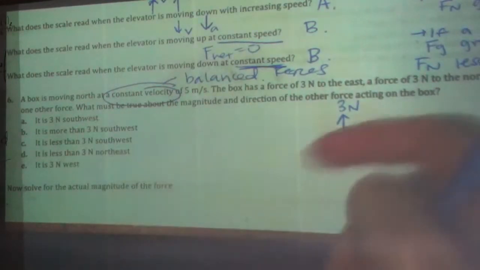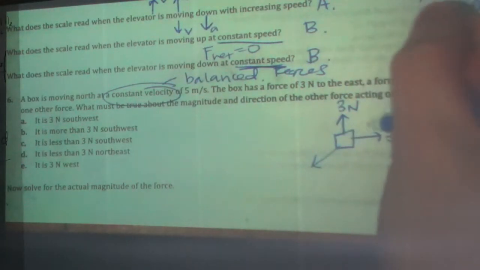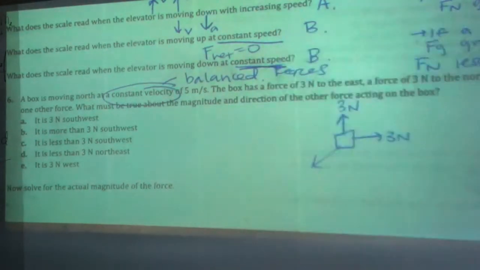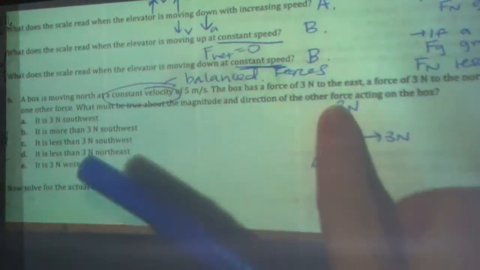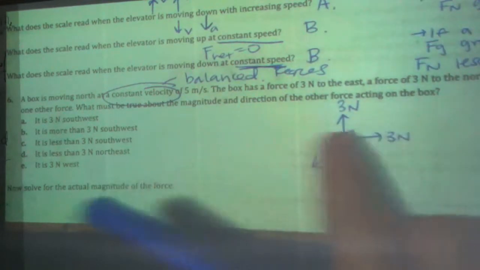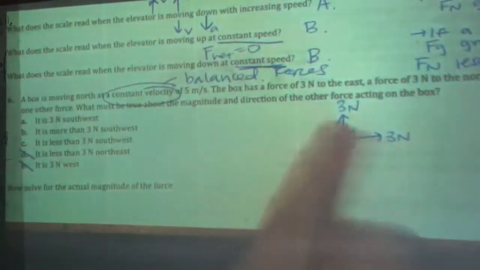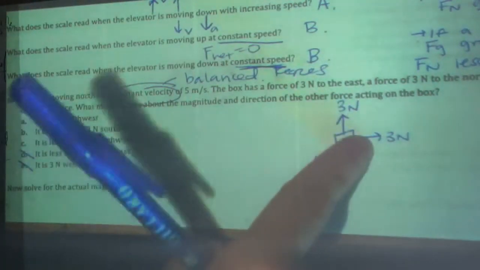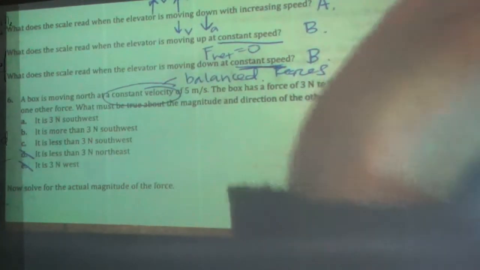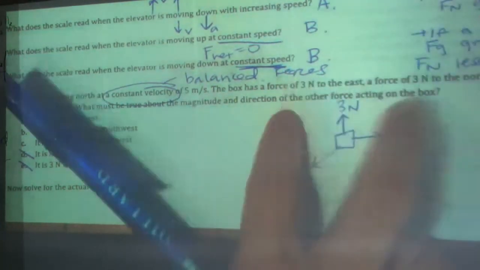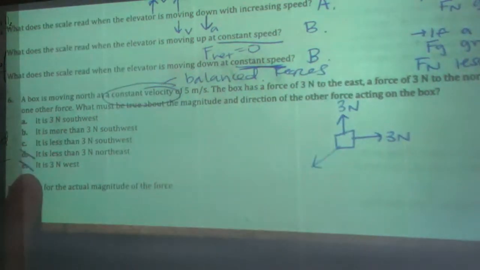I have choices between southwest, so it could be something like this, or northeast, which would be something like this, or just straight west. So the idea with constant velocity is, again, your forces are balanced. So if you have north and east, then you need to counterbalance that with a south and a west force. So I'm going to cross off D and E, because northeast would just mean that, in addition to this east and this north force, you would have an acceleration, a net force northeast. If you just have west, then the east-west balance out, but then you would have an acceleration or a net force north. So those don't make sense.